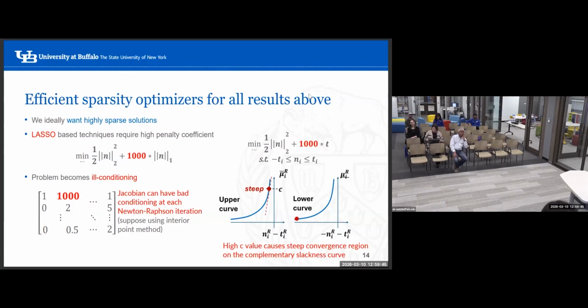And this is a nonlinear perturbed KKT condition curve. If the C value is very high, your coefficient is very high, then you're making your optimization converge around a very difficult optimization region, which is the steep region on this complementary slackness curve. Thereby, when you linearize the system and iteratively solve it, it leads to bad conditioning on the Jacobian matrix, which causes your convergence to be very slow or imprecise.